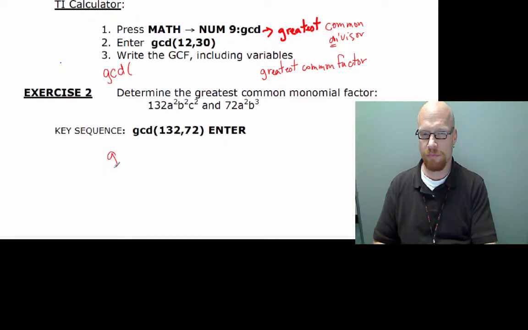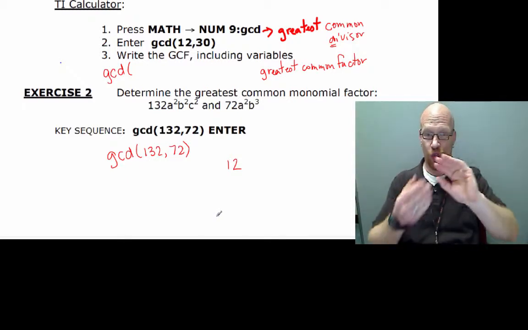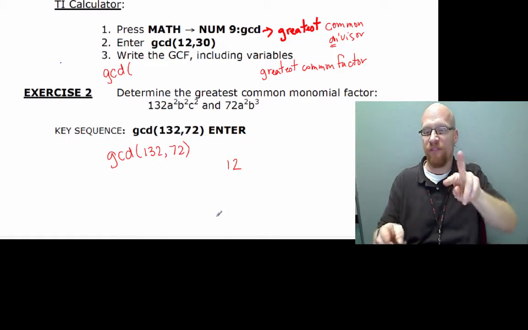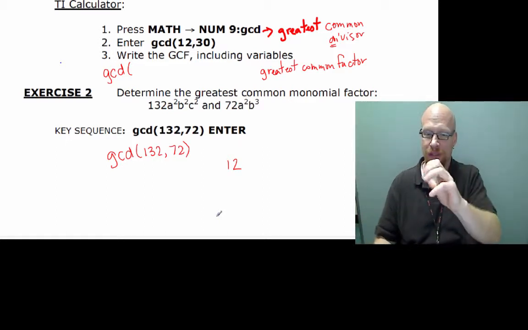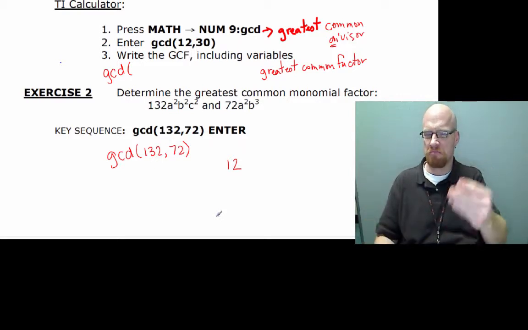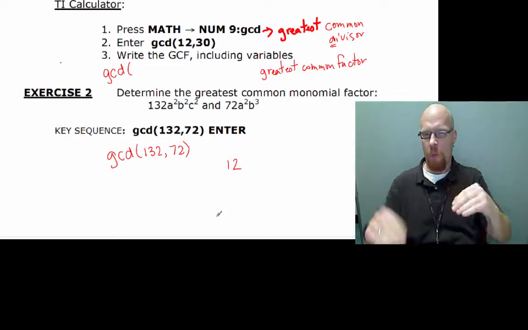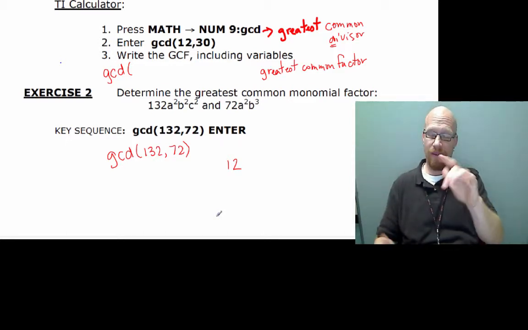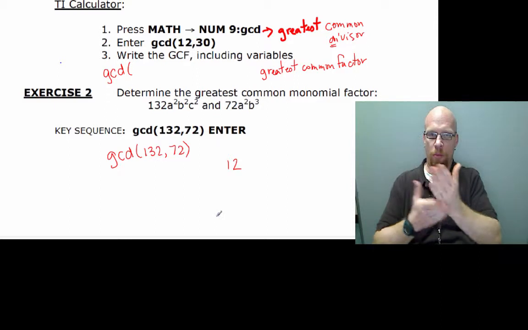This is what I got. My calculator shows this. Now, do your numbers need to be in order from highest to lowest? We'll see. Try switching them yourself and see what happens. Try putting in GCD, parentheses, 72, comma, 132, close parentheses, and see what happens. I'm going to move on to our other exercise.